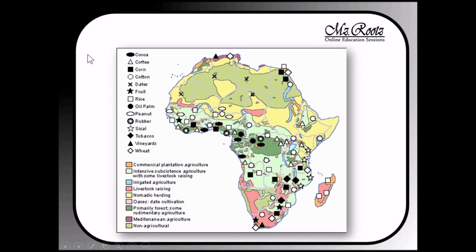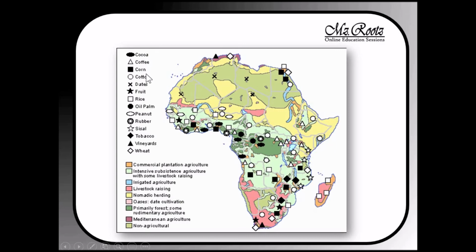Okay, let's pick another one. Let's look at coffee. So we're looking for the white triangles. And wow, coffee is across both the west coast, in the central, and we've got some coffee production here on the east coast.